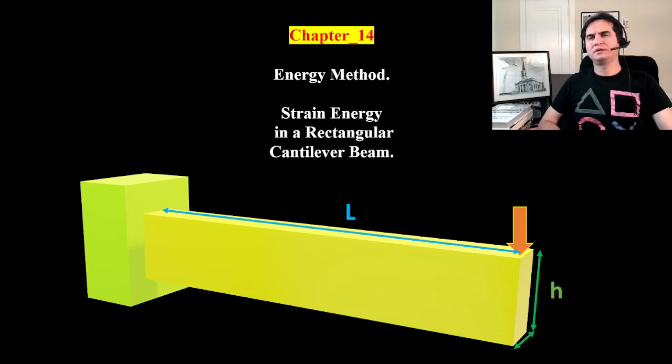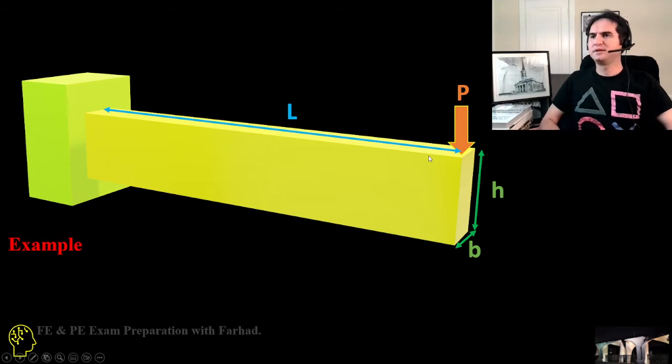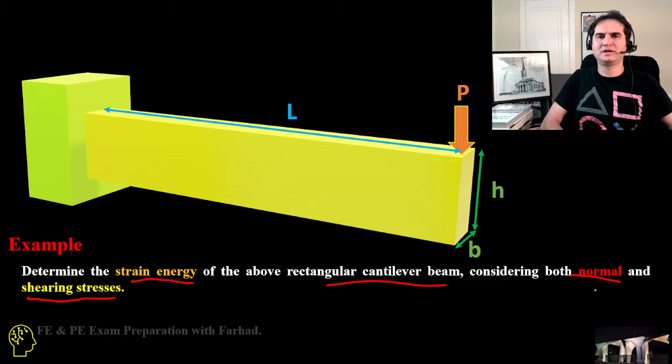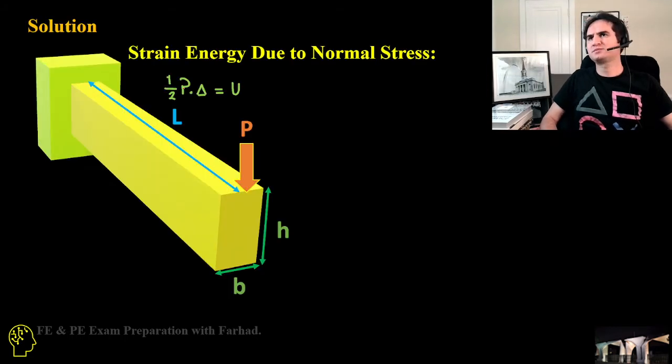Chapter 14, Energy Method, Strain Energy in a Rectangular Cantilever Beam. So in this example, we want to determine the strain energy of a rectangular cantilever beam, considering the effect of both shearing and normal stresses. So let's see how we can approach this problem.